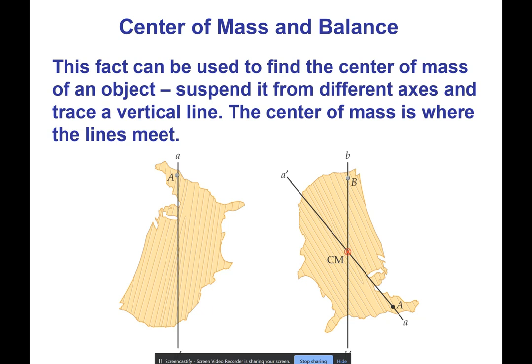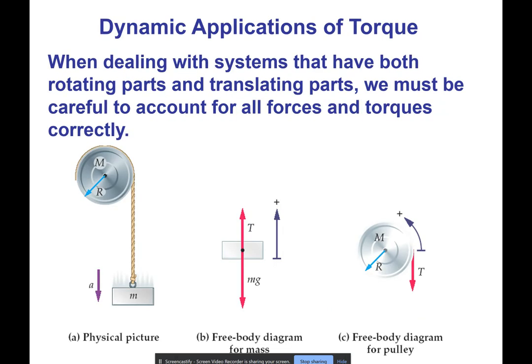We kind of did this already, trying to find the center of mass of an object. You can find the center of mass of any object by suspending it from different axes, and wherever they all cross is the center point. We said we did that already at the beginning of the year, but just a refresher.